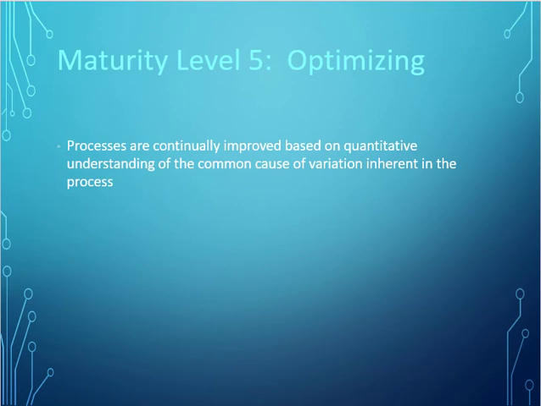Finally, maturity level 5 is optimizing. At this level, the organization is all doing the same process. We are using data to drive our decision making, and we're going to use that quantitative data to identify opportunities for improvement, to make changes to the process as a result of that, and to evaluate the success or failure of those changes quantitatively.